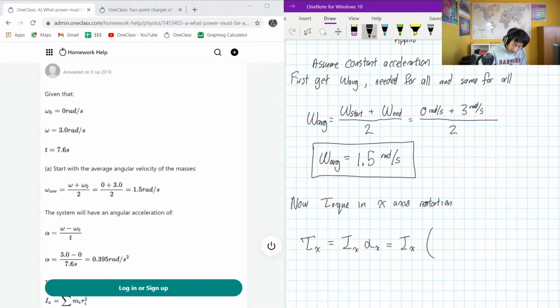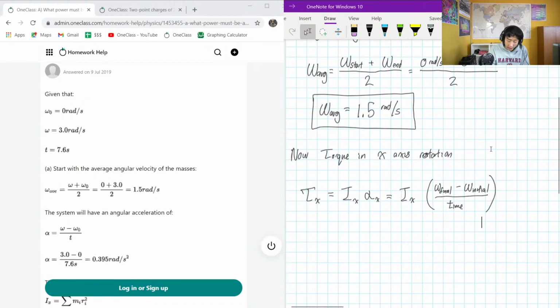But for our angular acceleration, we know that this has to be the change in velocity with respect to time. So this will be angular final minus angular initial over the time. Okay, and hopefully that is fairly clear on how that corresponds to angular acceleration.